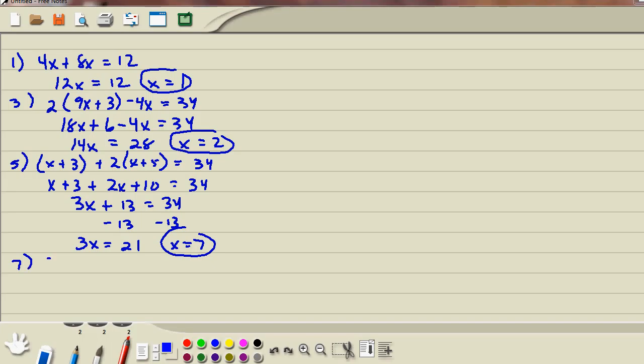Number 7, I have 3x minus 4 times (x plus 5) equals negative 17. 3x minus 4x minus 20, negative 4 times a positive 5 is a negative 20, equals negative 17. Negative x, add 20 to both sides. That's going to give me a positive 3 left over. I've got to divide by a negative 1, so x equals a negative 3.